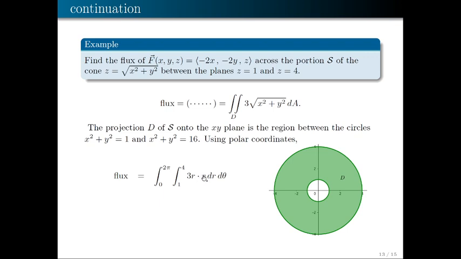This is just 3r squared. Integrate with respect to r, get r cubed. Then we evaluate it by separating it into two integrals. So we multiply these two single integrals, eventually getting the flux to be equal to 126 pi.